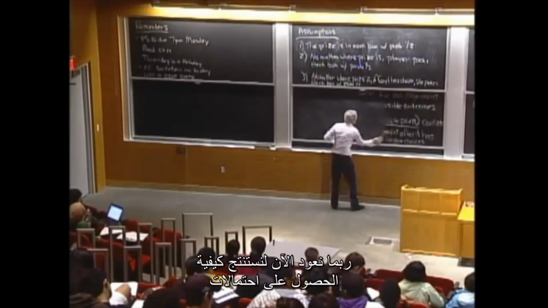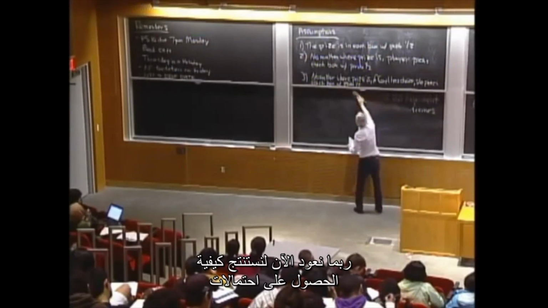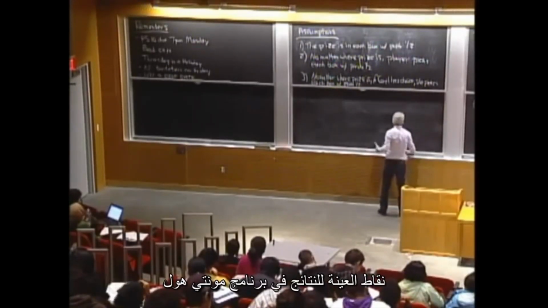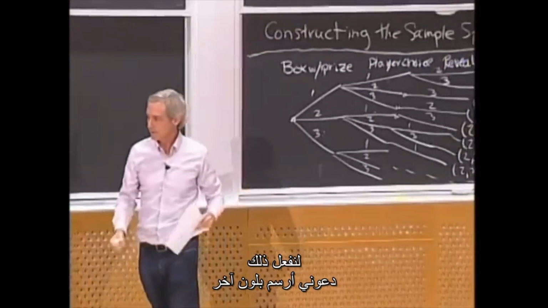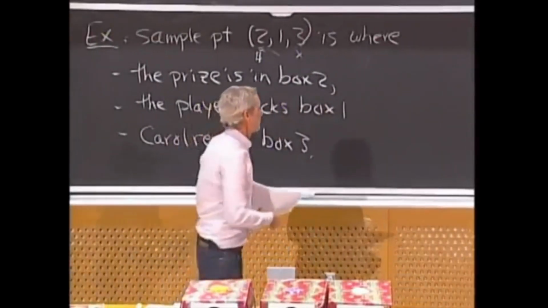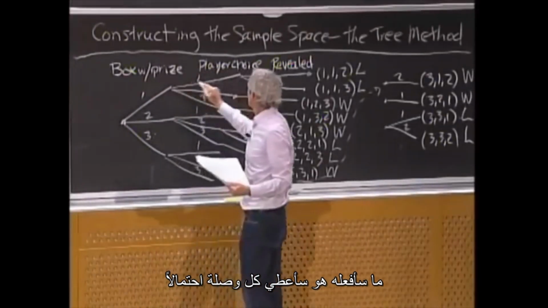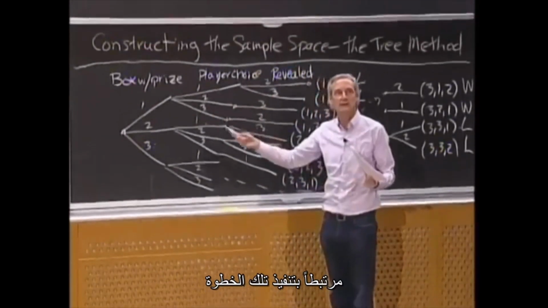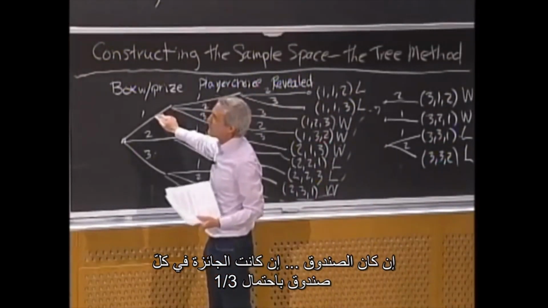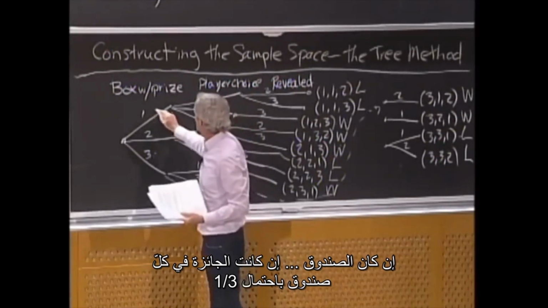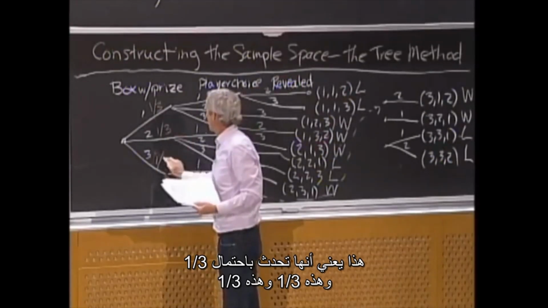All right, so maybe we're going to go back now and figure out how to get the probabilities of the sample points or the outcomes from Monty Hall. Let's go do that. And maybe I'll draw them in a different color here. What I'm going to do is label every edge with a probability associated with taking that step. So if the prize is placed in each box with probability 1/3, that says this happens with probability 1/3, that's 1/3, and that's 1/3.